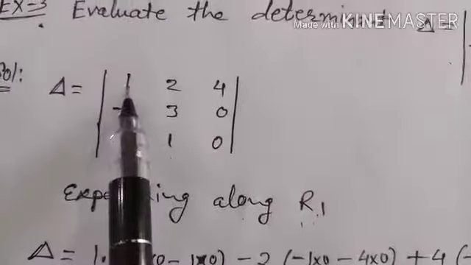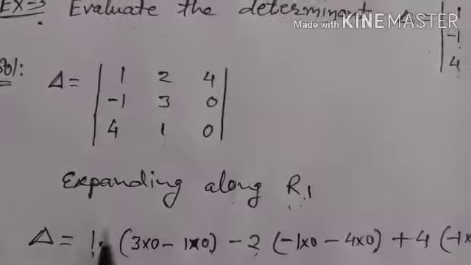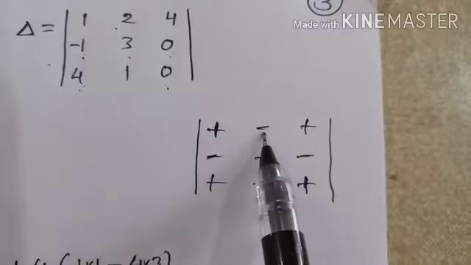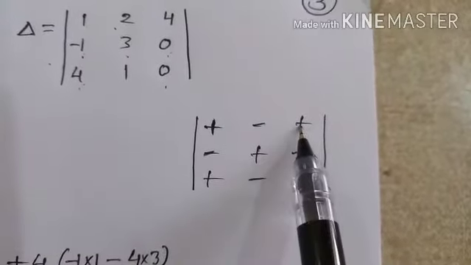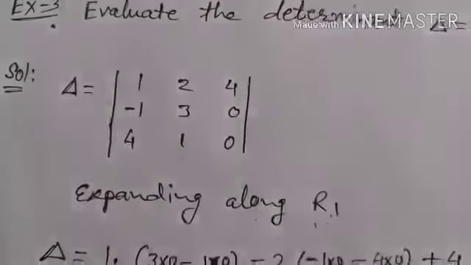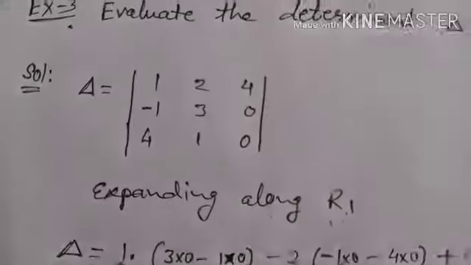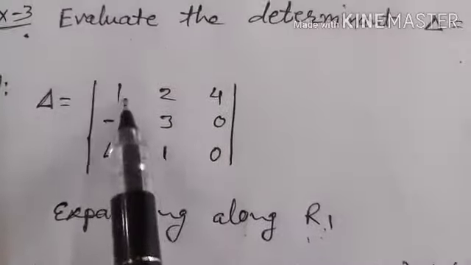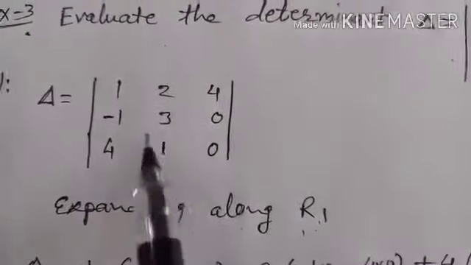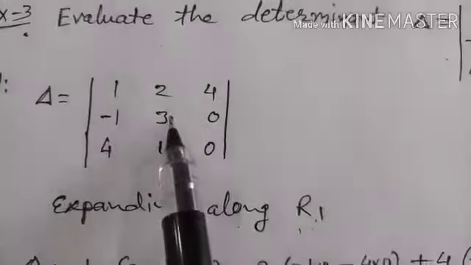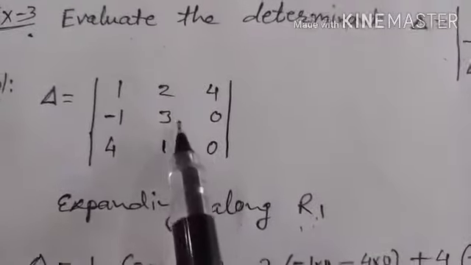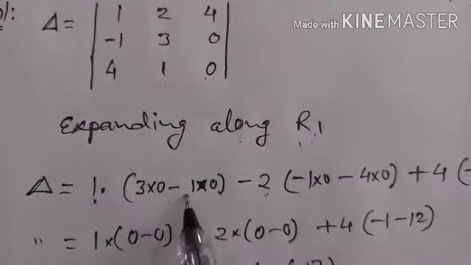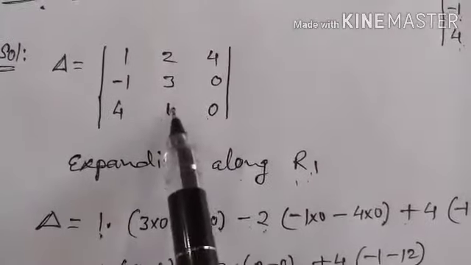So in first row the first element is 1, and the sign in the first row is: first element positive, second negative, and third once again positive, plus minus and plus. So first element is positive, so there is a plus sign, it means only 1. After that, since 1 lives in first row and first column, so first row deleted and first column also deleted, then only a 2 by 2 determinant remaining, and 3 into 0 minus 1 into 0.